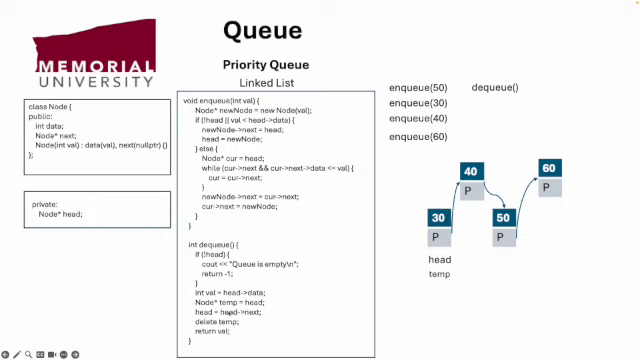So head equals head next. The head we're going to change to here, and we're going to delete this pointer. It's being deleted, so that finishes the dequeue. We're going to return the 30. Yeah, I will review enqueue for this part.